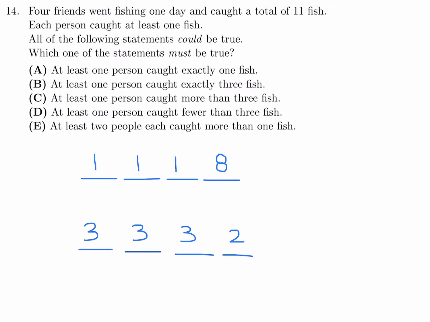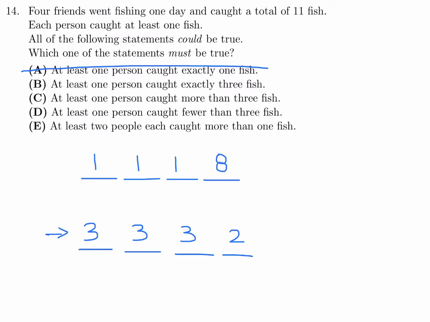A. At least one person caught exactly 1 fish. Well, that's not true here. At least one person caught exactly 1 fish. No, none of them caught exactly 1 fish. Okay, so that's wrong. Okay, B.